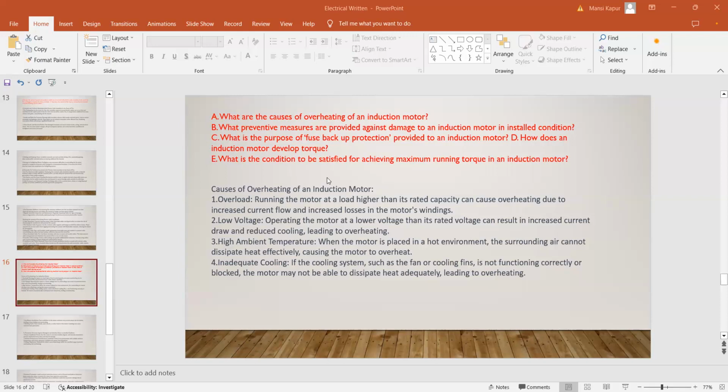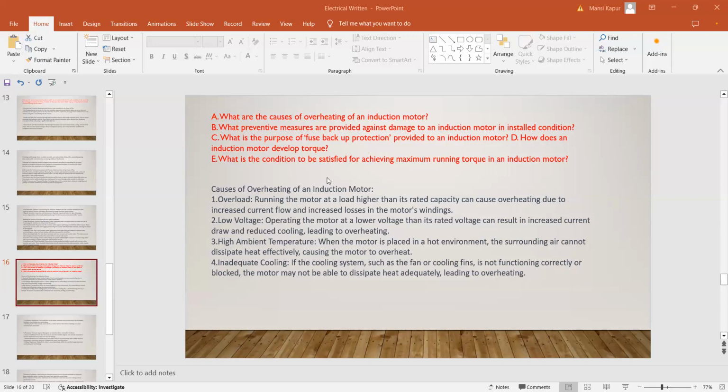Running the motor at a load higher than the rated capacity can cause overheating due to increased current flow and increased loss in the motor winding. Second one is low voltage. Operating the motor at a voltage lower than the rated voltage can increase current draw, because V is equal to IR, reduce cooling, and lead to overheating.